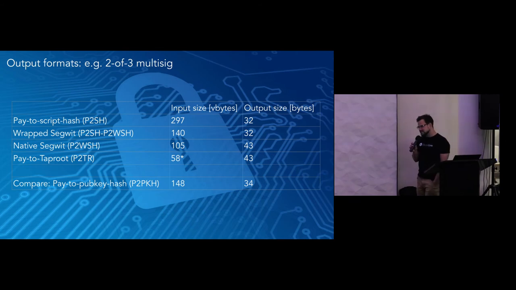What we're really, really excited about is pay-to-taproot, because that'll allow us to create two-of-three multisig in the form of a taproot tree, where the root encodes the two-of-two that is most common, which is between BitGo and the hard key of the customer.